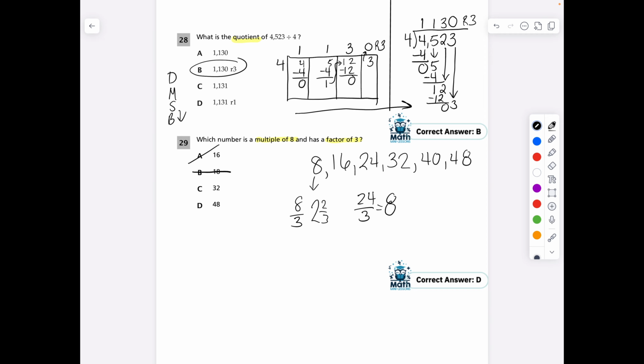So I'm going to go to the next one, 32. 32 divided by 3 is 10 with a remainder of 2/3. So I'm not going to go to 40 because it's not on my list. I'm going to go to 48.